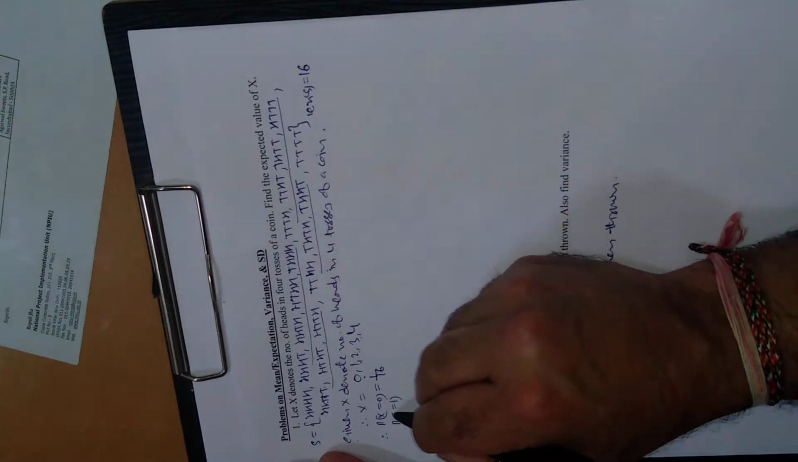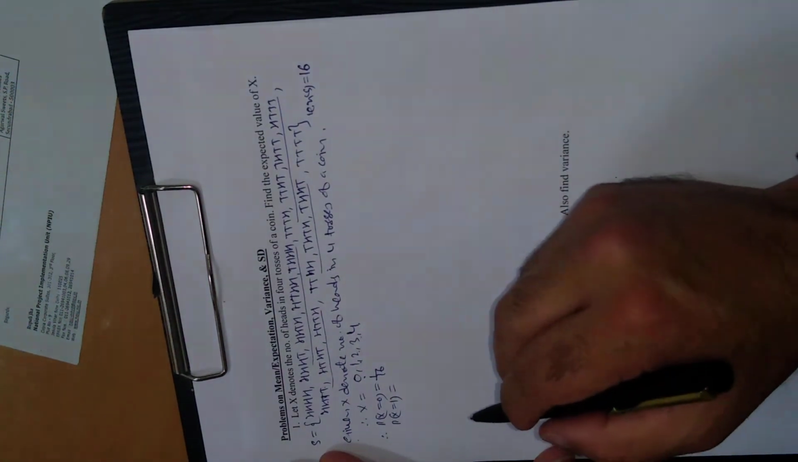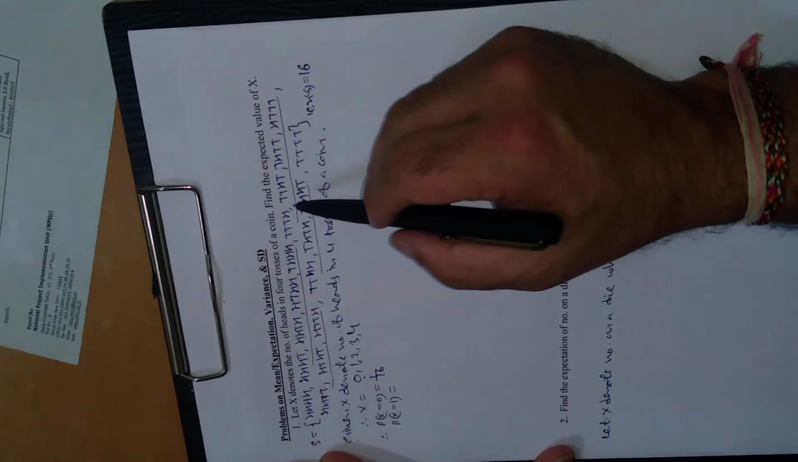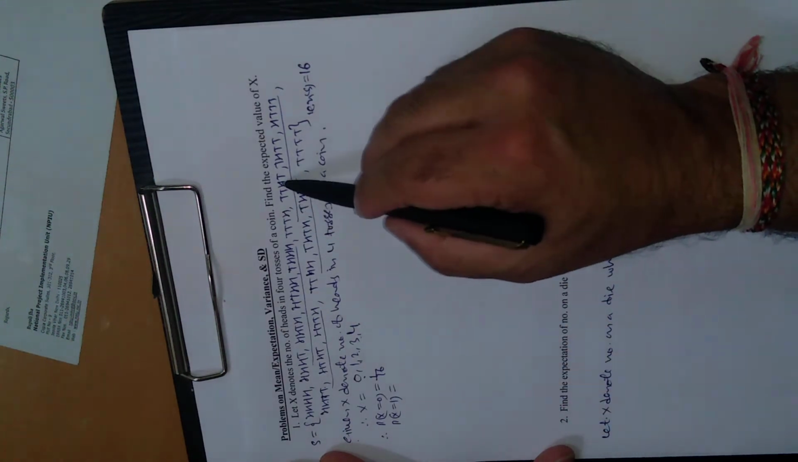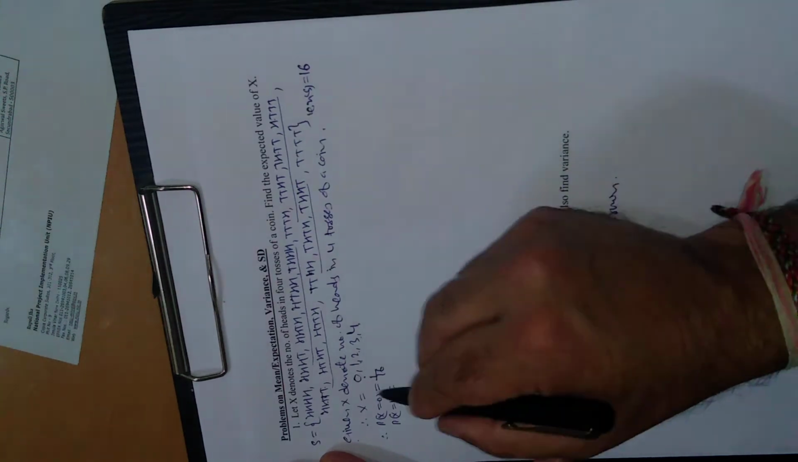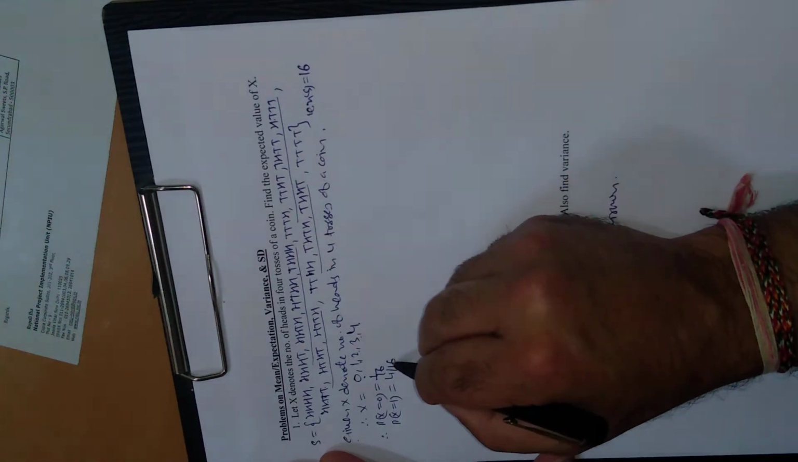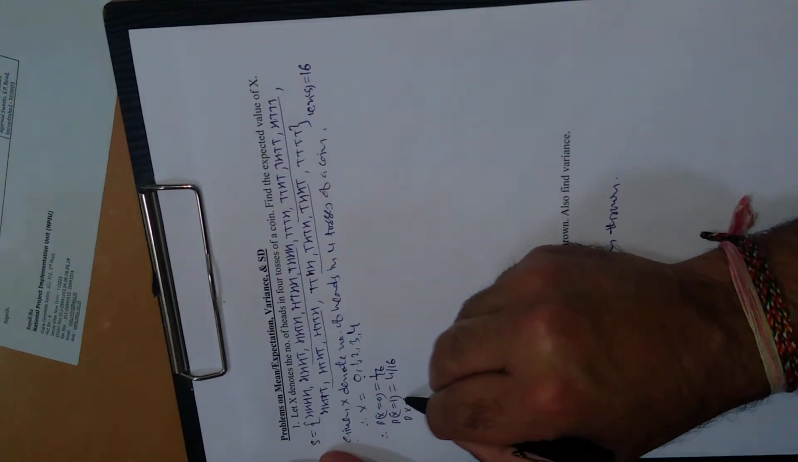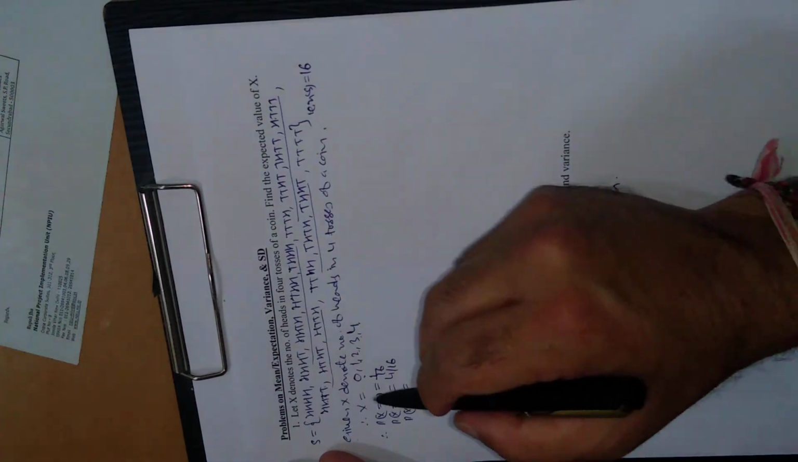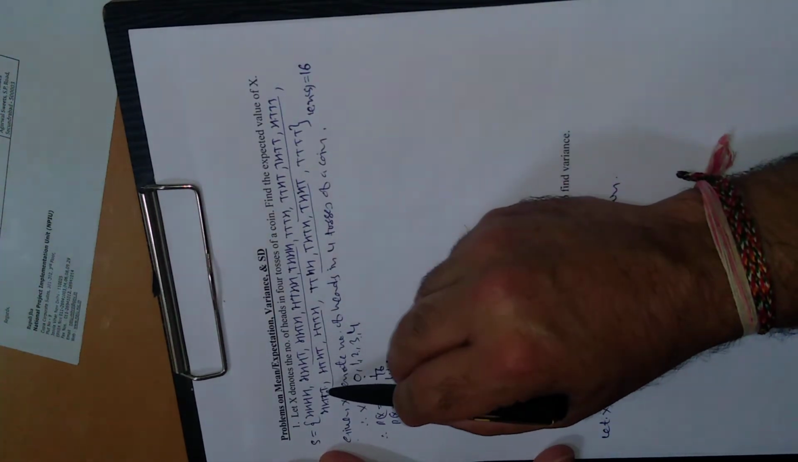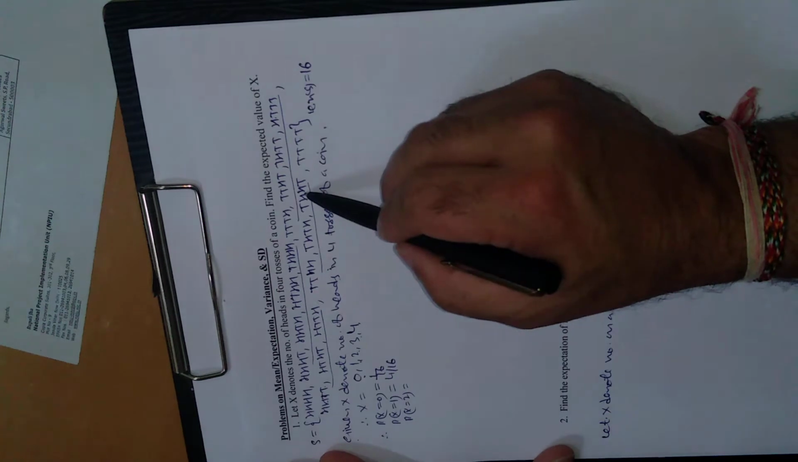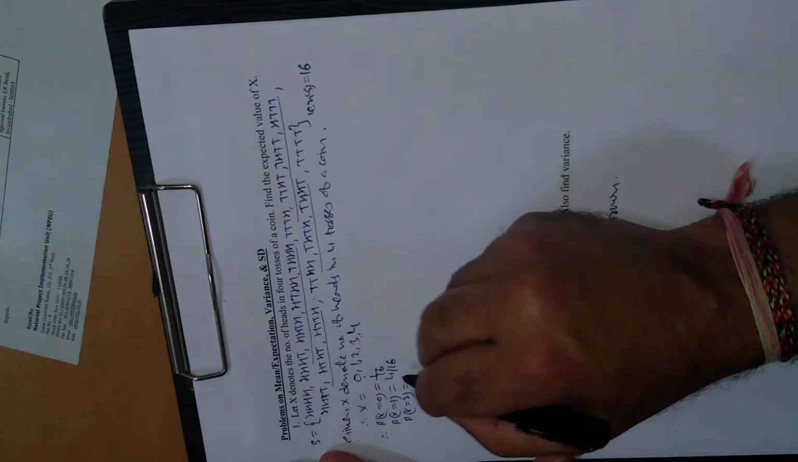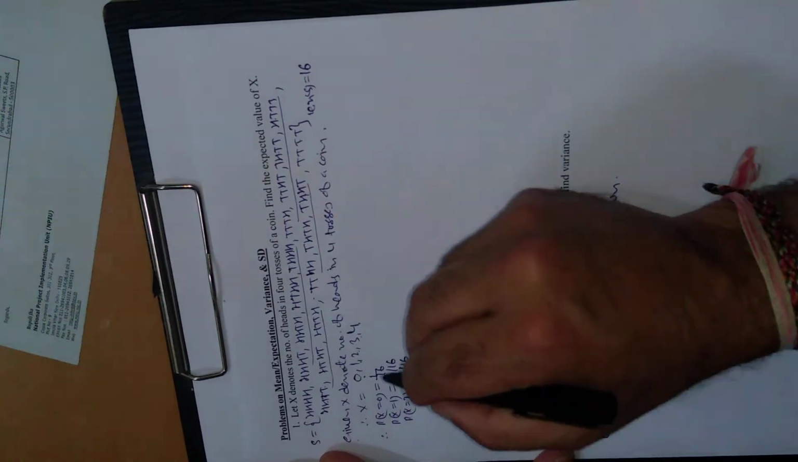X is equal to 1, 1 head. How many cases are there? For 1 head, there are 4 cases. So favorable 4, total 16. X is equal to 2, 2 heads. The cases are 1, 2, 3, 4, 5, 6. Favorable outcome 6 and total 16.